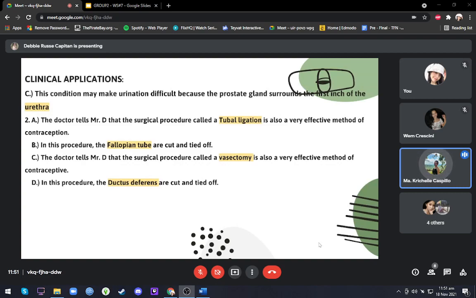The doctor tells Mrs. D that the surgical procedure called tubal ligation is also a very effective method of contraception. In this procedure, the fallopian tubes are cut and tied off. The doctor tells Mr. D that the surgical procedure called a vasectomy is also a very effective method of contraception. In this procedure, the ductus deferens are cut and tied off.